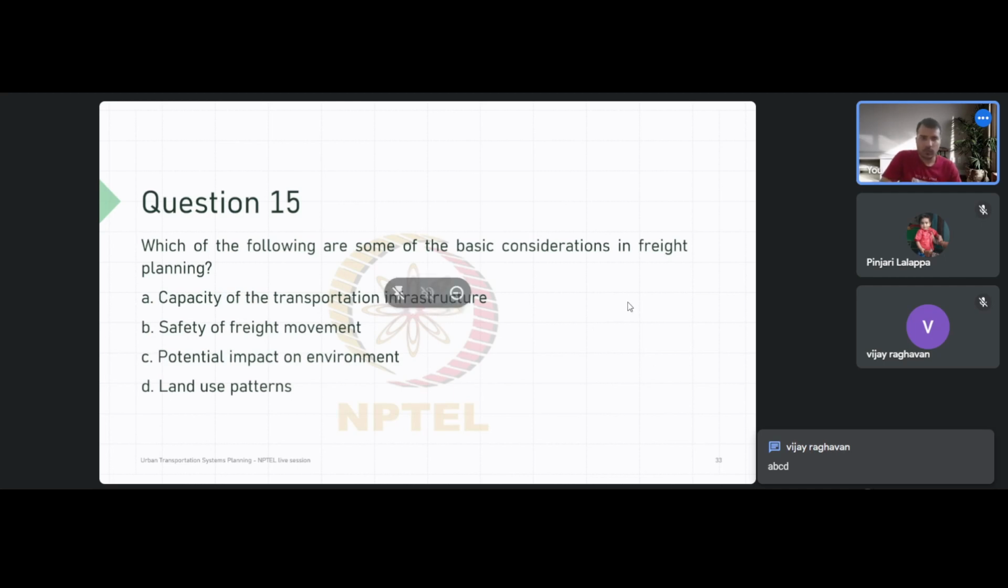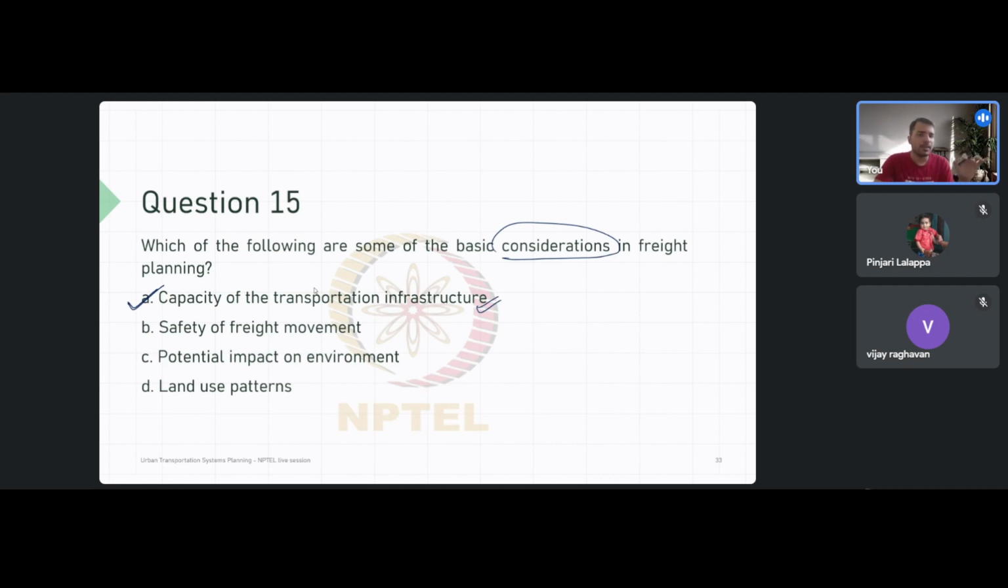Okay. So here, we need to consider what are the considerations in the freight planning. So first we have to take into account the capacity of the infrastructure. So how many vehicles can flow through in an hour? So we have to consider that obviously. So A is correct. Safety of freight movement we have to consider because how trucks behave on road is different from how cars behave, because trucks will have load. So possibility of overturning is high.